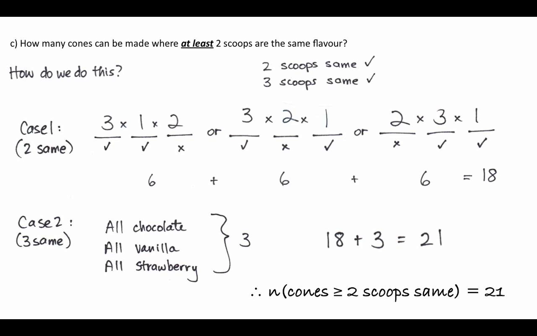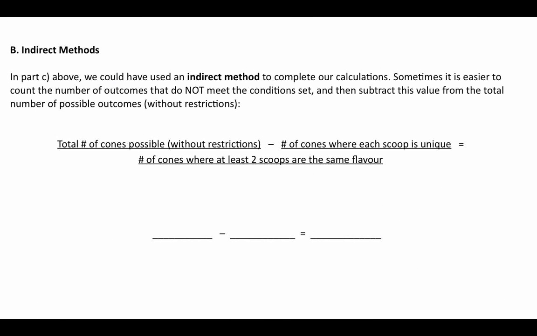Interestingly enough, this is a lot of work. Is there a simpler way to do it? Oh, there is. There is a simpler way. It's a simpler way, but again, it relies heavily on logic. So in part A and in part B, we looked at, okay, the total number of cones, who cares, no restrictions. Then in part B, we said, okay, here's a restriction. Each cone has to be unique. So no repetition.